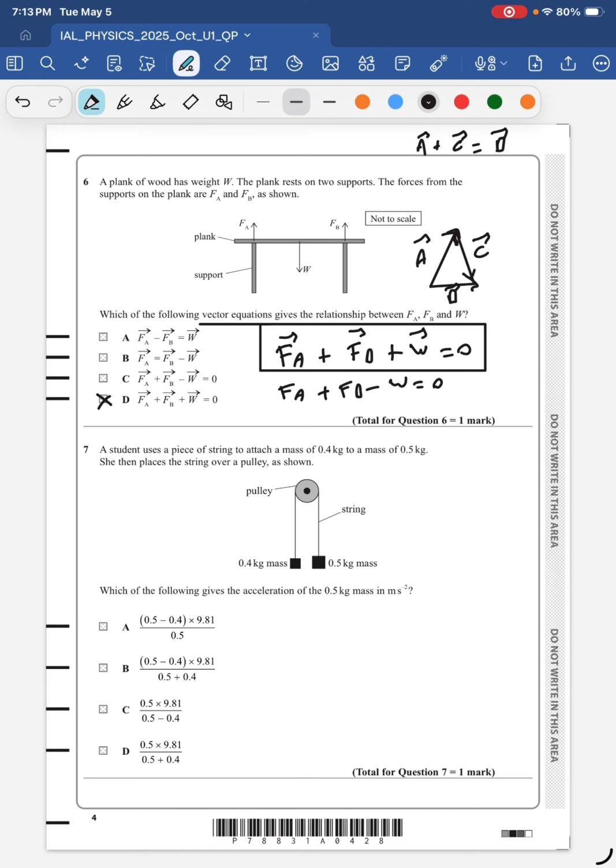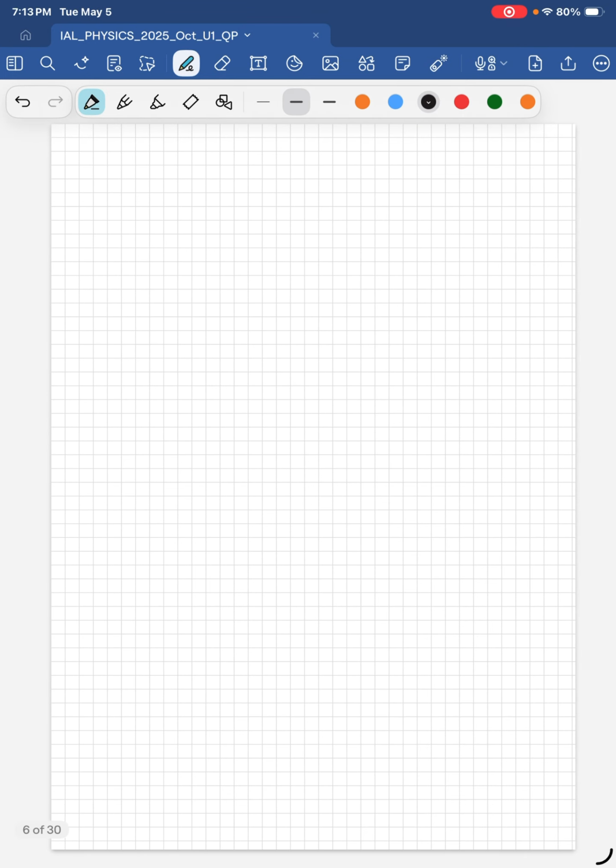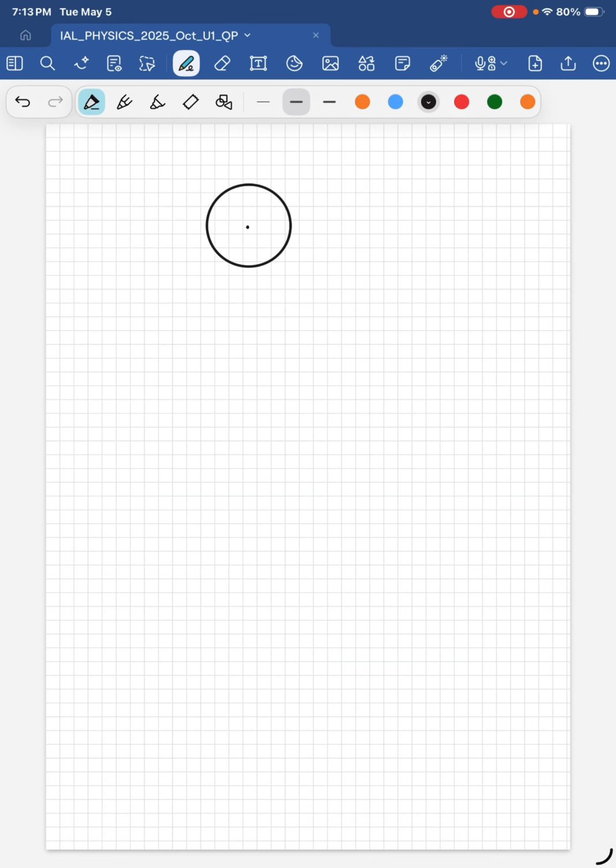Let's do 7. A student uses a piece of string to attach a mass of 0.4 kilograms to a mass of 0.5 kilograms. She then places the string over a pulley as shown. Okay, which of the following gives the acceleration of the 0.5 kilograms mass in meters per second squared? So I'm gonna need an extra page for this one. So this is the situation, the pulley, and we have a string attached here, and we have the 0.4 kilograms mass. And then we also have the 0.5 kilograms mass on the other side.